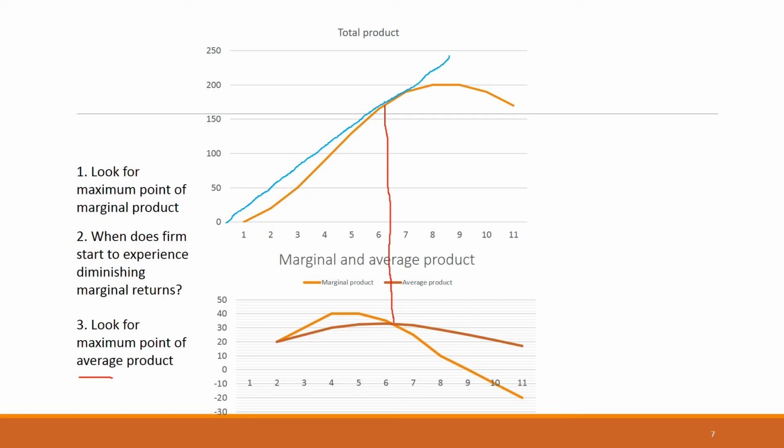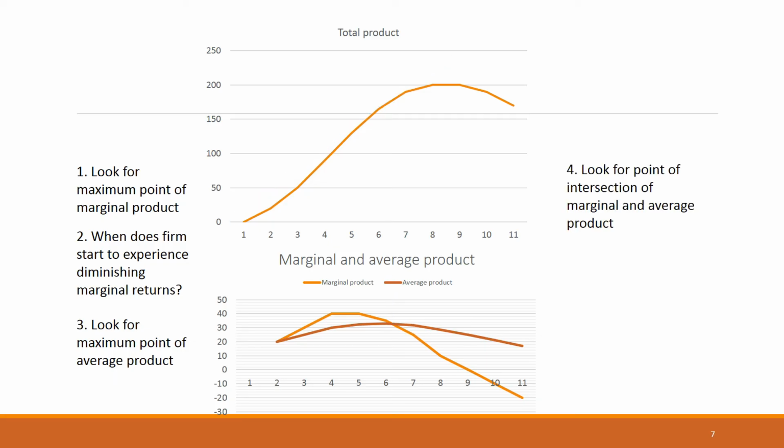Okay. Question number 4: the intersection of marginal and average product, of course, will occur at this point here. That's a very easy one. That's when marginal product equals average product.